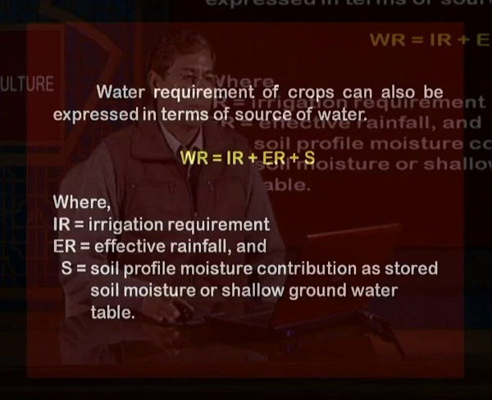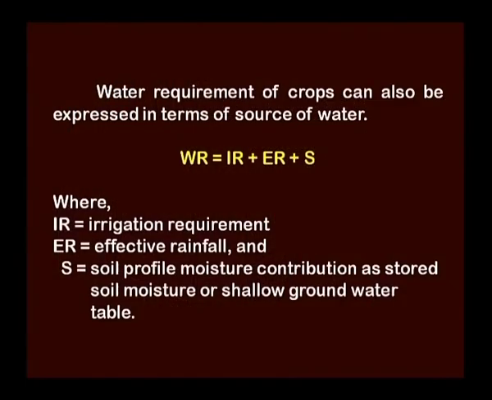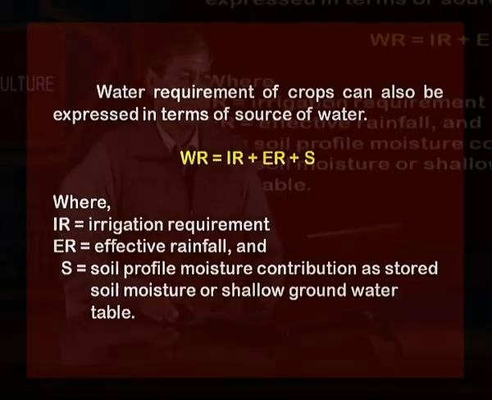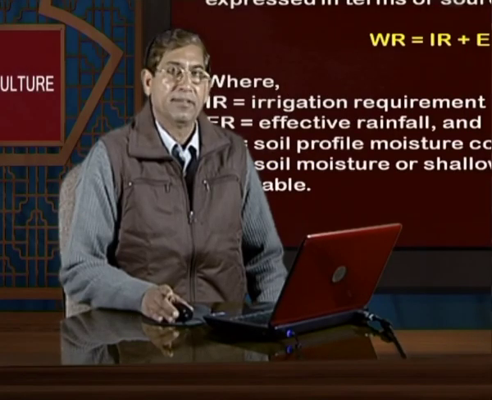Water requirement of crops can also be expressed in terms of source of water. Water requirement is equal to irrigation water plus effective rainfall plus water contribution from the soil profile. In this case, IR represents irrigation requirement, ER represents effective rainfall and S represents soil profile moisture contribution as stored soil moisture or shallow groundwater table.